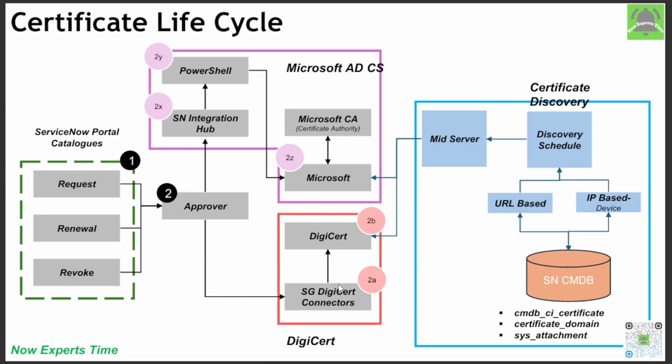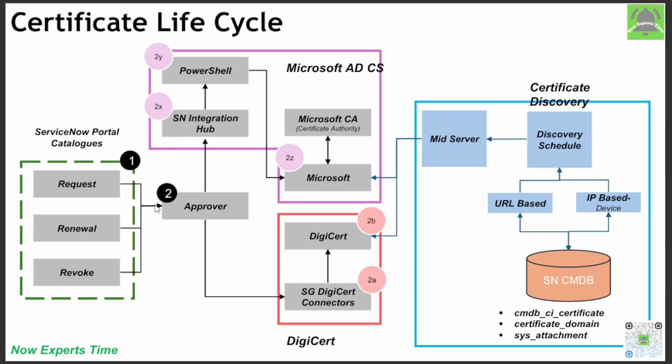Ready-made connectors are available. So the only thing is, you need to configure that API key. If the API key is enabled, then based on the API key, the system will be connected via connectors. ServiceNow and DigiCert will be connected via connectors using an API key. This item 1, 2, 2A, 2B, it's a straight flow. The only thing is the connector and the API key. If that is clear, then it will work. So once it is connected, you can do this request, renewal, revoke.